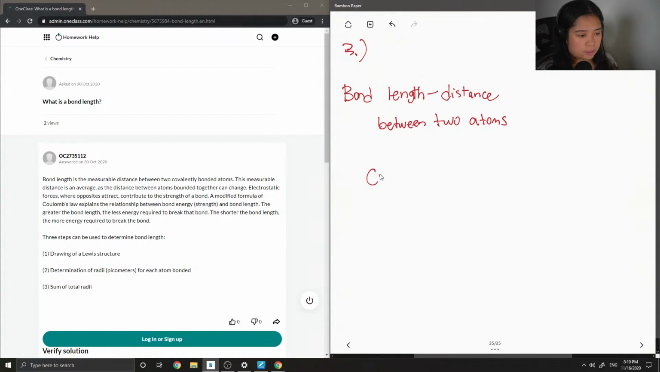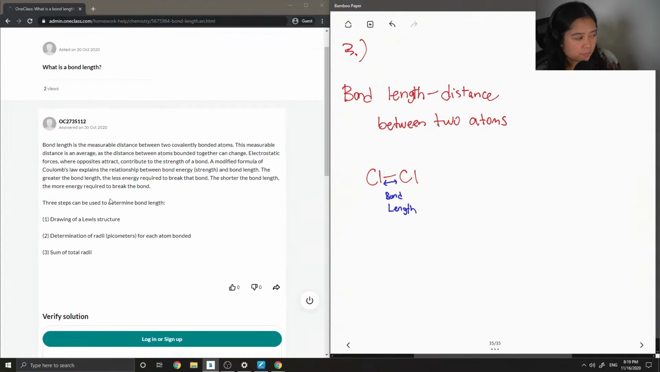So let's say we had chlorine and this is the bond. The space in between would be the bond length. Can't spell length today. Okay, so let's see what the junior tutor said.